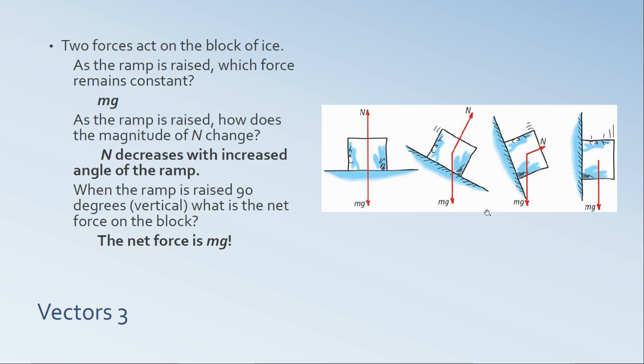And then once we raise the ramp all the way to vertical, okay, now there is no support force because all of mg is going down here. So the net force is the force of gravity on this object.